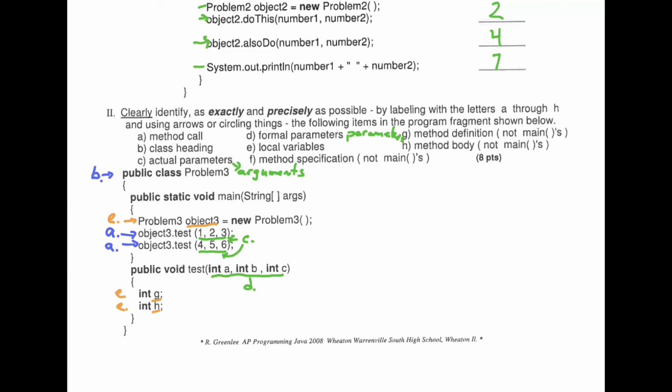F is a method specification. This is going to be our public void test. All that means is that it's going to tell us exactly what is going to be part of that method. So it's going to be public, it's going to be void, and it's called test. G, our method definition, is going to be this entire line of code here. It's going to include all of the parameters as well as the method specification. And then H is our method body. That's going to be everything that's in the brackets for our method.